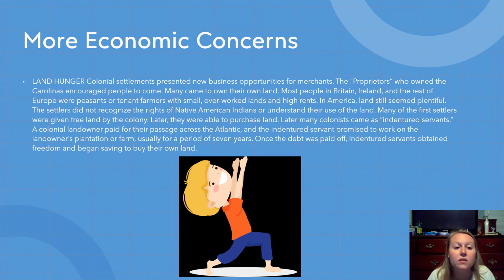The colonists had land hunger. They believed that the colony settlements presented new business opportunities for merchants. The proprietors who owned the Carolinas encouraged people to come. Many came to own their own land. Most people in Britain, Ireland, and the rest of Europe were peasants and tenant farmers with small, overworked lands and high rent.